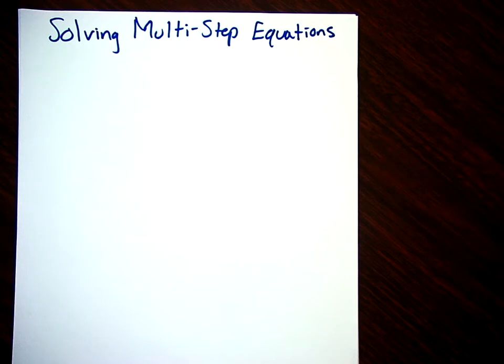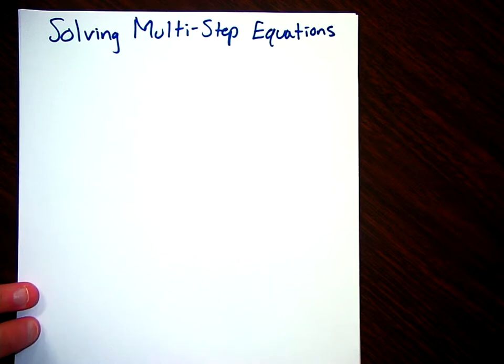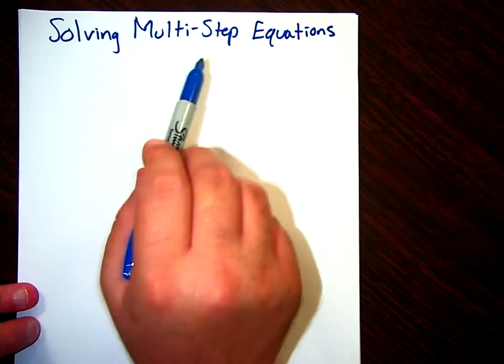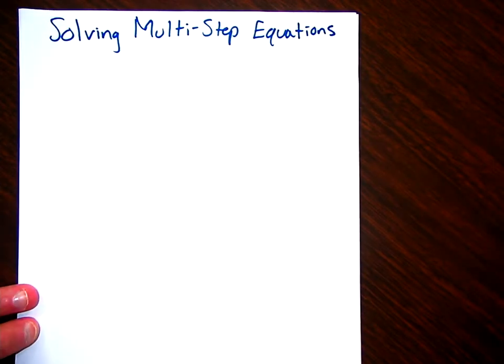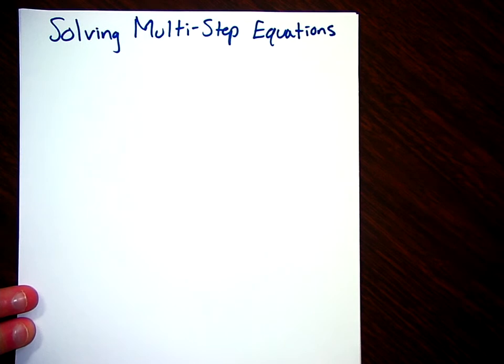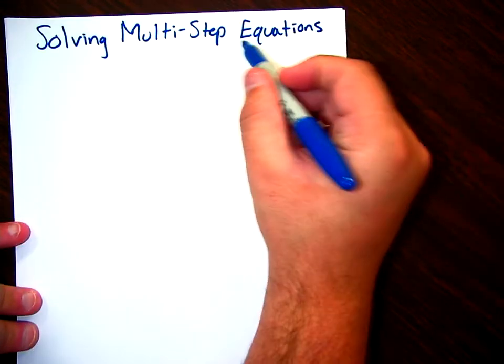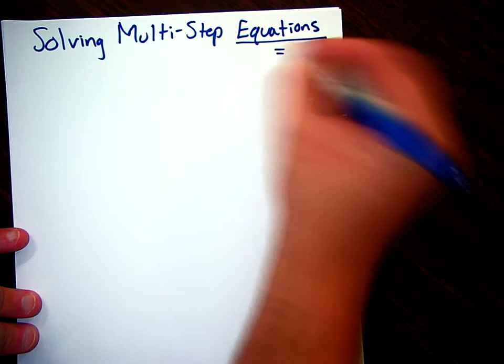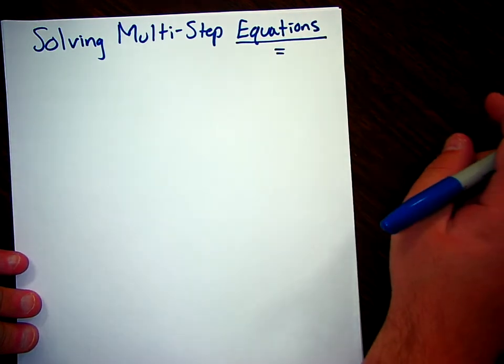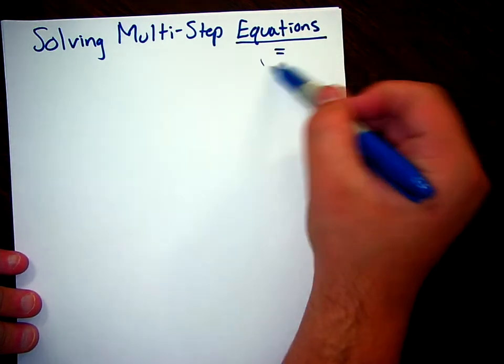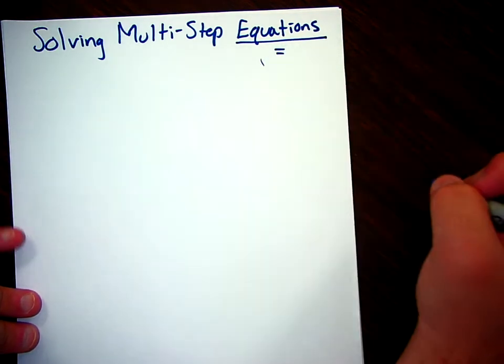Okay, and welcome back, ladies and gentlemen, to our second lecture. This is for Block 3, and this is going to be solving multi-step equations, or more specifically, solving multi-step single variable equations. Remember, we're not dealing with expressions anymore, we're looking at equations, so that's going to mean we're going to have an equal sign somewhere in there. Okay, and this requires a different kind of handling, so we'll take a look at that.